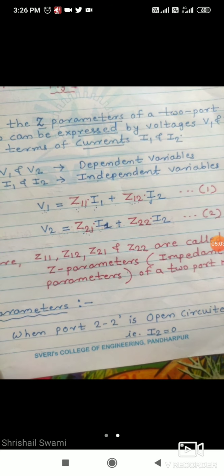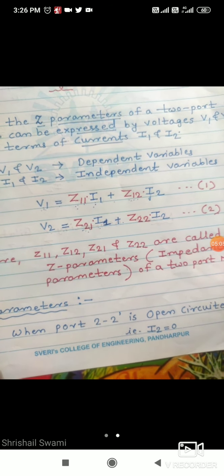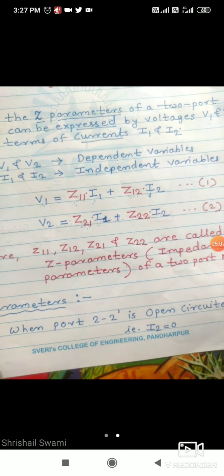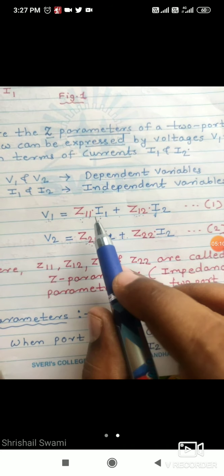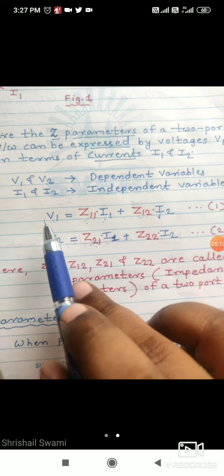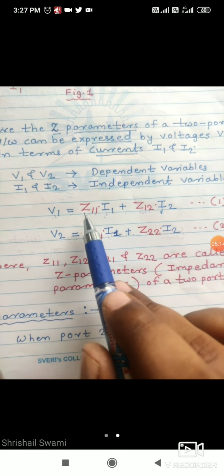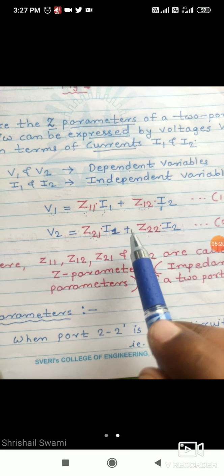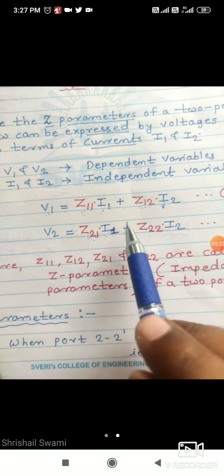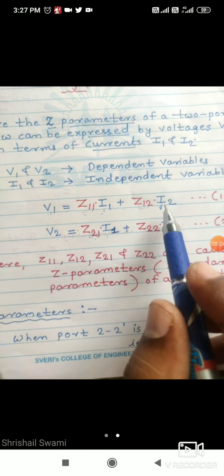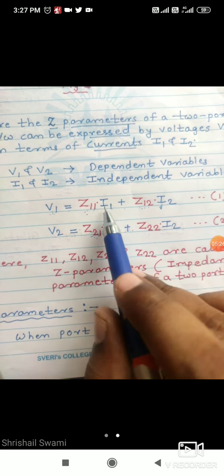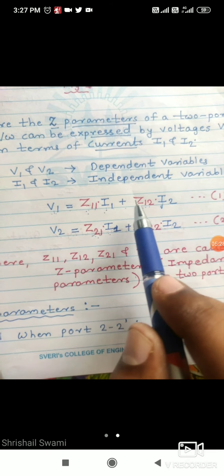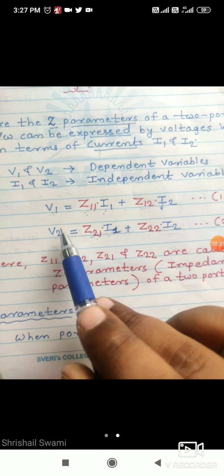So if you are changing the value of x by keeping m constant, the y value will also change. In this way, if you are changing the value of I1 and I2, V1 and V2 will get changed. Whereas Z11, Z12, Z21, Z22, these four are called as what? Z parameters or open circuit impedance parameters. I1 and I2 act as independent variables and V1 and V2 act as dependent variables.